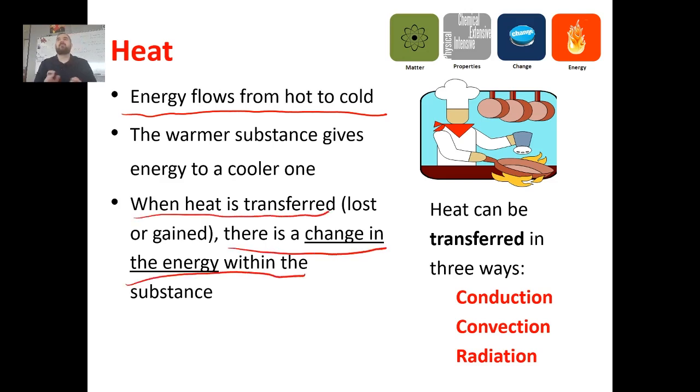So just another thing to know is when heat is transferred, there is a change in energy. So energy and heat, they're basically the same thing. So heat is energy. So when heat is transferred, there is a change in energy.